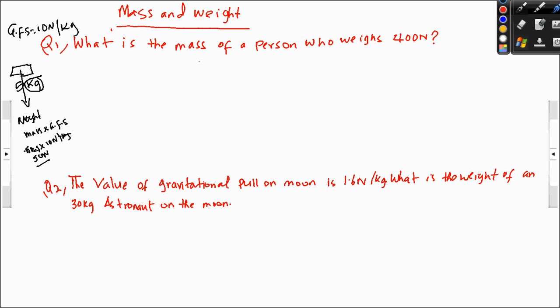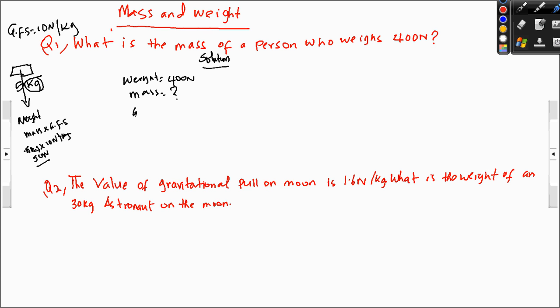Now let's face solving the problems we have here. Now we say we have a person who has a weight. The weight of the person is 400 Newton. 400 Newton is the weight. And we don't know what the mass is because we're told to find what the mass is.